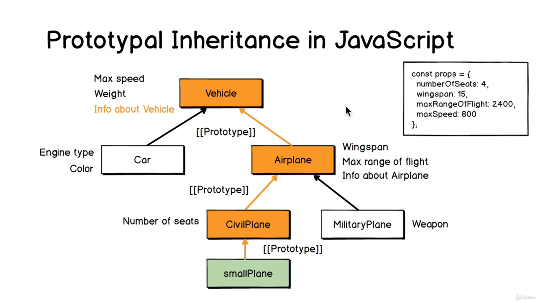Let's now implement this hierarchical structure with vehicles, airplanes, and civil planes in JavaScript. We will do that using function constructors and ES6 classes. I would like to start with function constructors. We will first create the civil plane prototype and then create instances of this prototype.